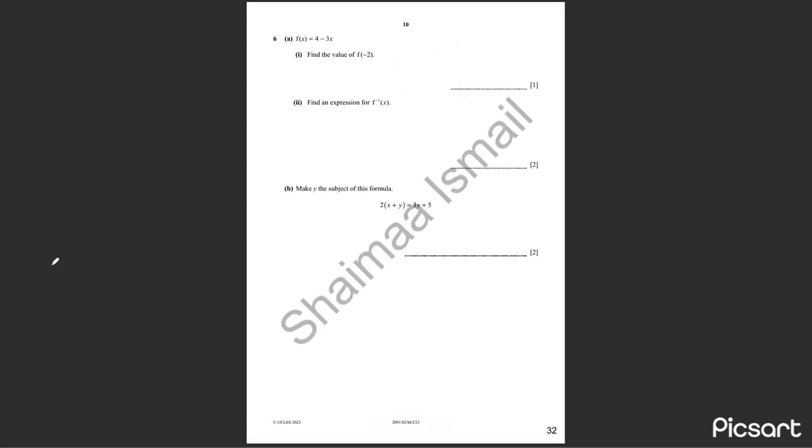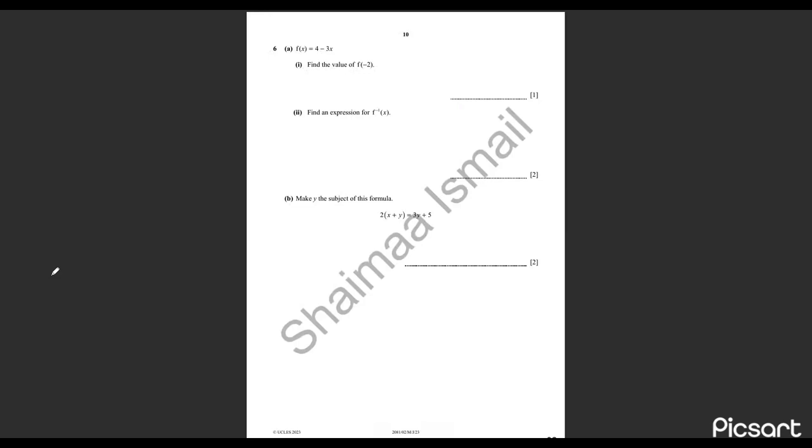Question number 6 here. You say functions. You say here find f of -2, easy. Kick x and put -2 instead of it. So we say 4 minus 3 multiplied by -2. -3 multiplied by -2 is +6. So 4 plus 6 equals 10.